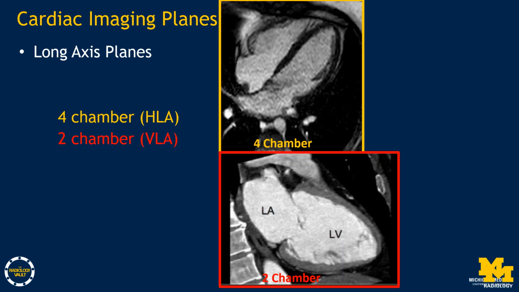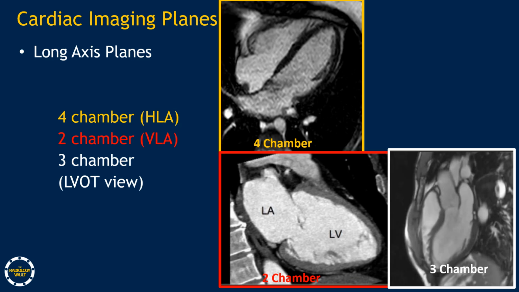Next up is a two-chamber or the vertical long axis planes, where you can see the left atrium and the left ventricle. And finally, the three-chamber or the LVOT view. In this, you can see the outflow tract very well, and therefore it's great for picking out outflow tract obstructions, as you may encounter with subaortic membranes or hypertrophic cardiomyopathy, or visualizing mitral valve pathology.